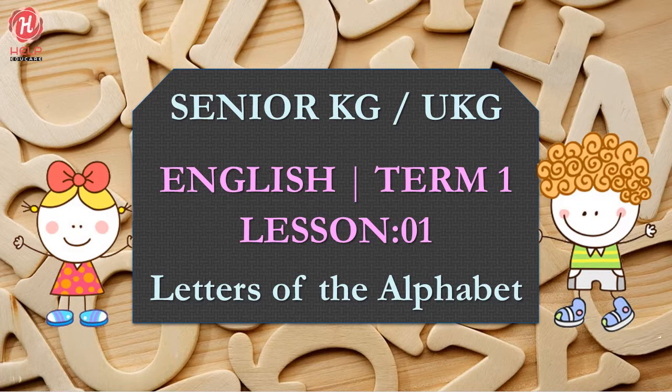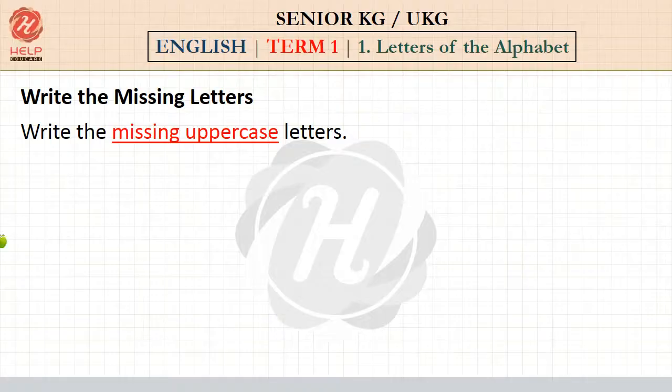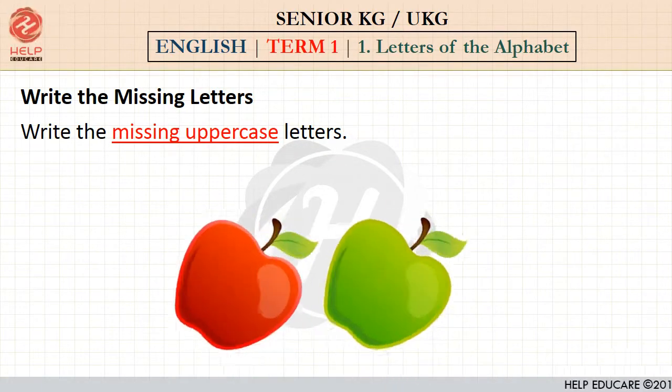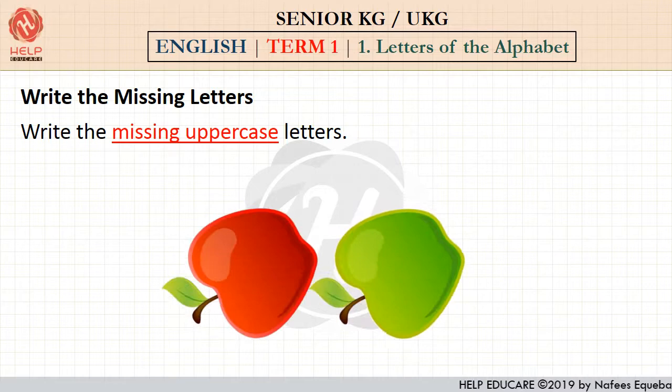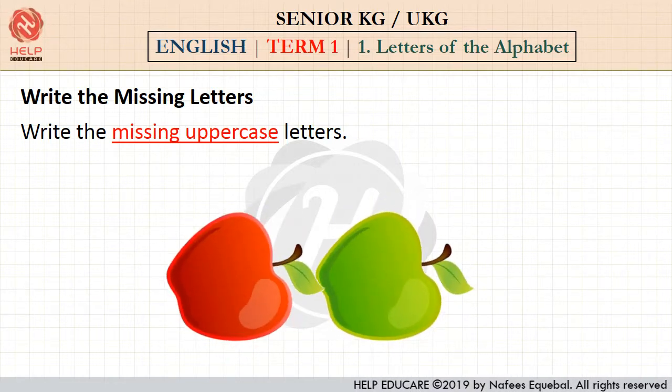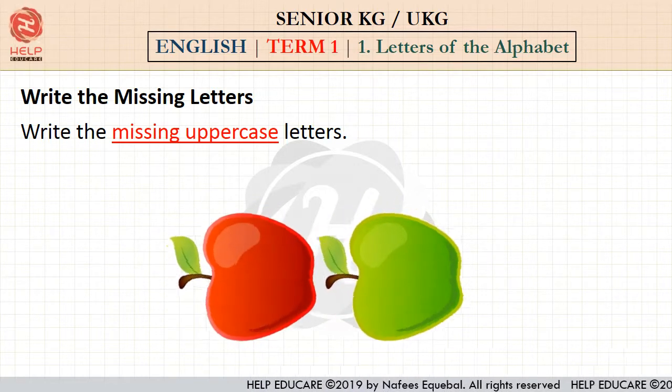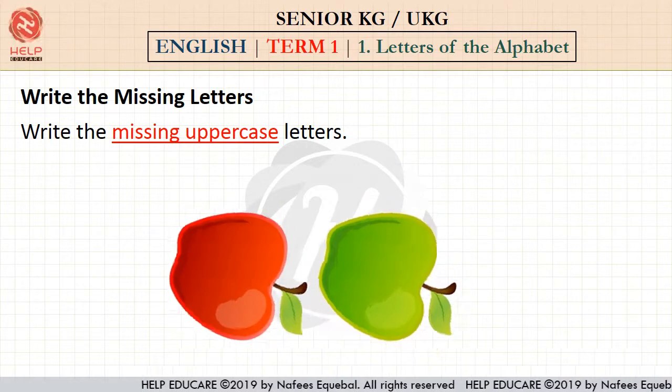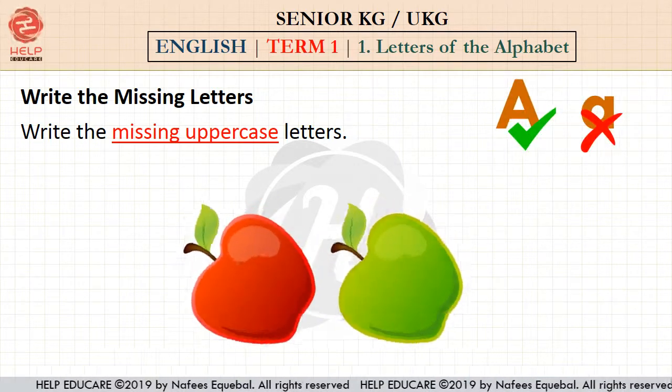Students, I hope you all know the uppercase and lowercase letters of the alphabet. There are 26 apples including red and green apples. Some apples have a letter written on them and some are missing. We have to put missing letters on the apples. Remember, the letter should be in uppercase only.